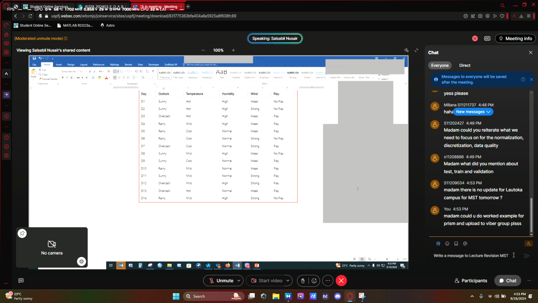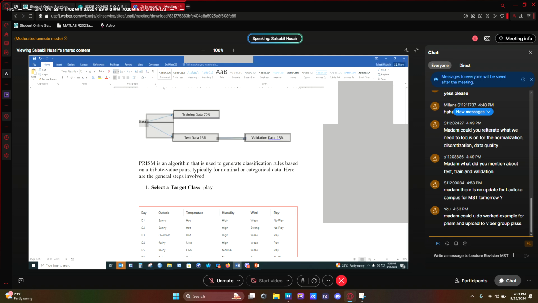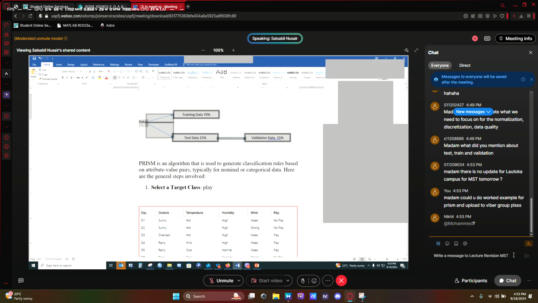Now, what did you mention about this train and validation data? These are different. When you have data, you take your data set and you divide it into categories.